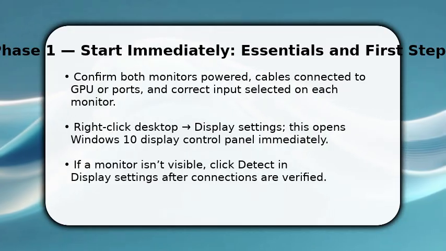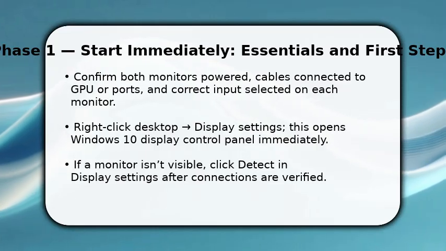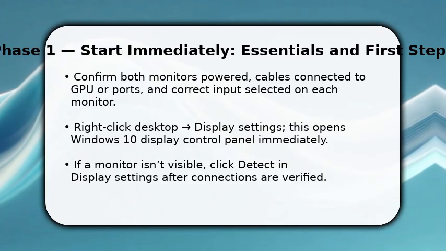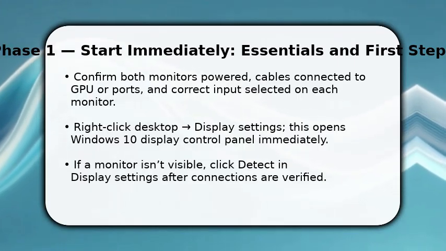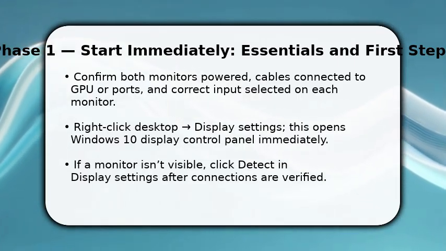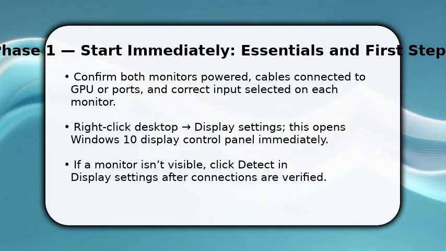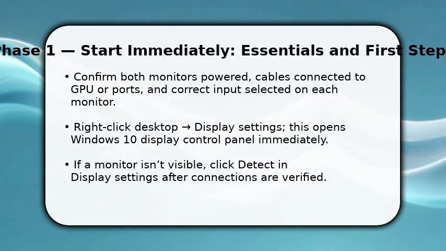You first make sure both monitors are plugged in and powered. Check HDMI, DisplayPort, or VGA cables and the monitor input. Once done, right-click the desktop and choose Display Settings to start detection. Click Detect if Windows doesn't list the second screen right away. This forces the OS to scan physical ports.